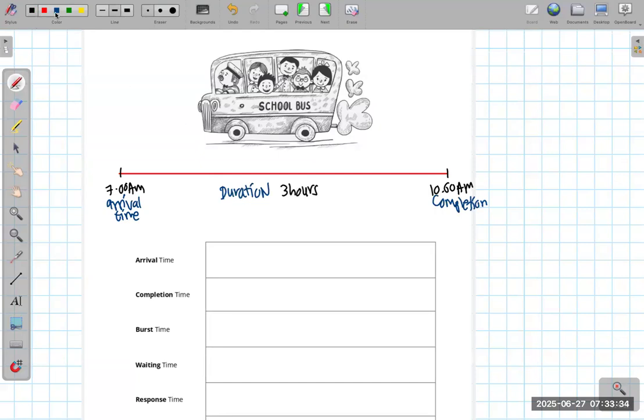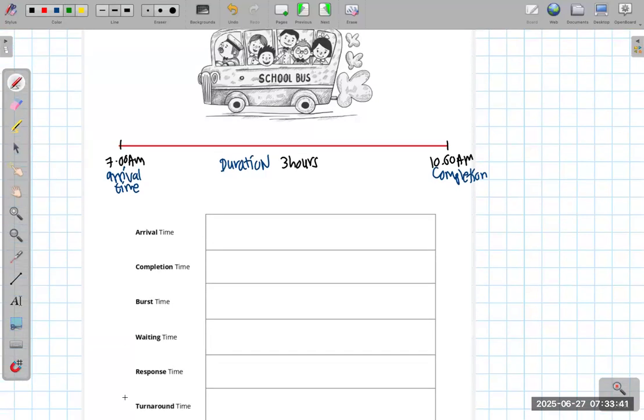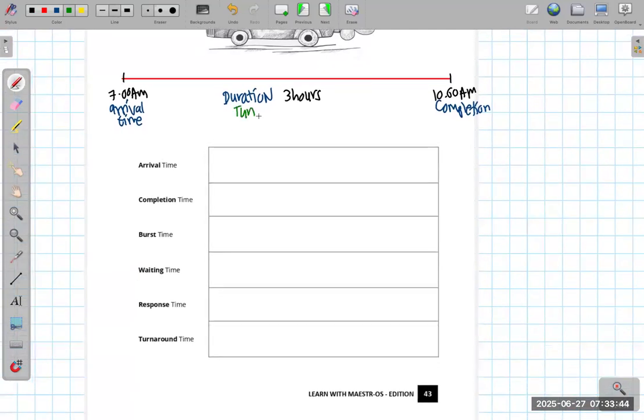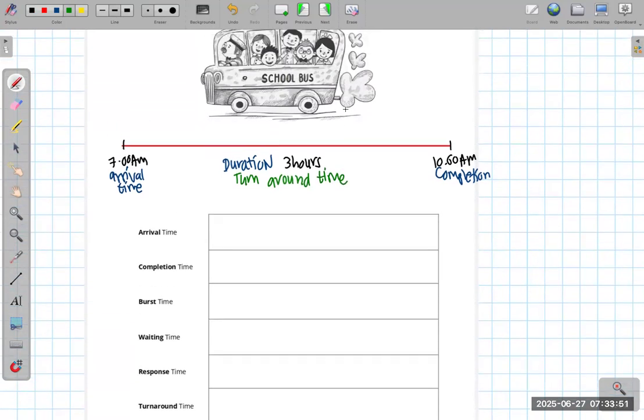This 3 hour journey is what we normally call turnaround time. Say from Kandy to Gampola, starting at 7 o'clock, and then we reached Gampola. Or I'll say Kandy and Mawanella. So we have arrival time, completion time, and turnaround time.